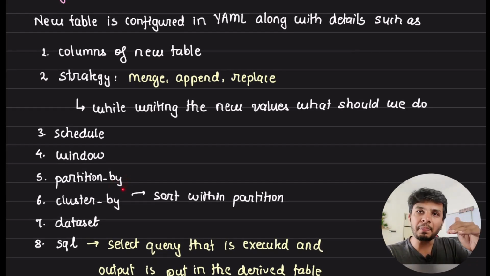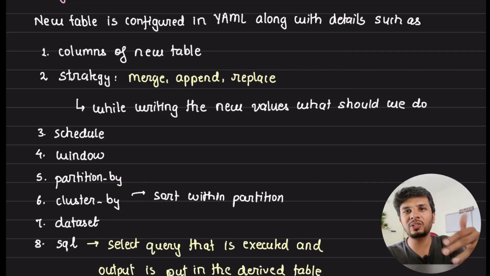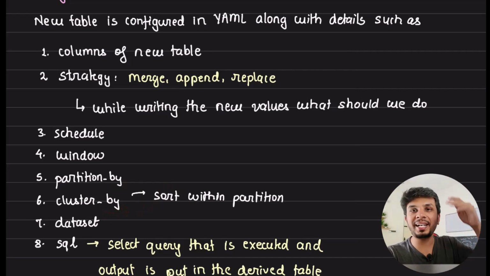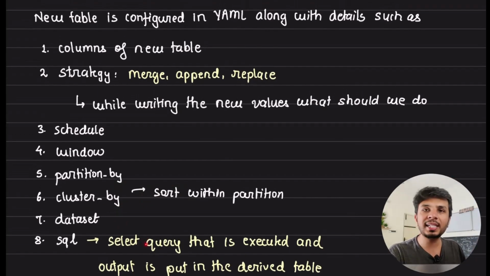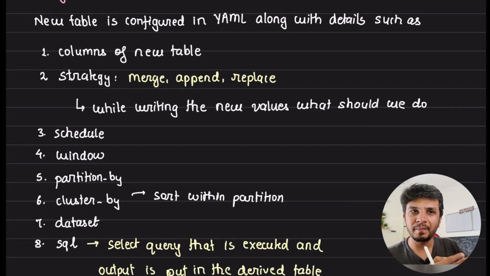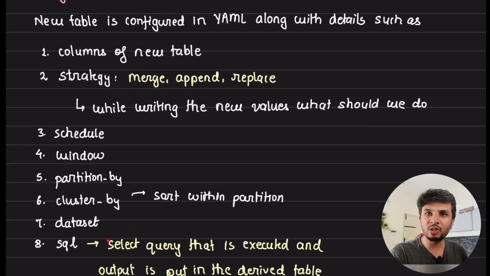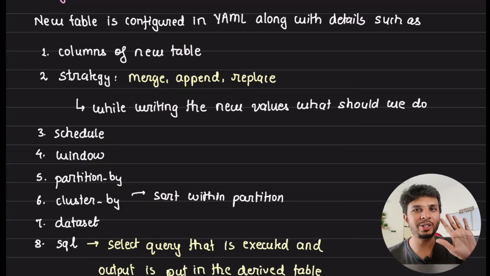And then in that partition, how do you want to cluster it? Which means how do you want to sort it? So what's your partition key? What's your sort key, so that your queries become efficient? And then you specify from which data set you would want to get, and the SQL statement that you would want to fire repetitively, right? This SQL query that you specify over here will be fired repetitively by the schedule operating on this window, the output of which would be either merged, appended, or replaced in the table that you specify. While the data is getting populated, it will be partitioned by this partition key and clustered by this sort key. This is the whole YAML configuration that you provide.